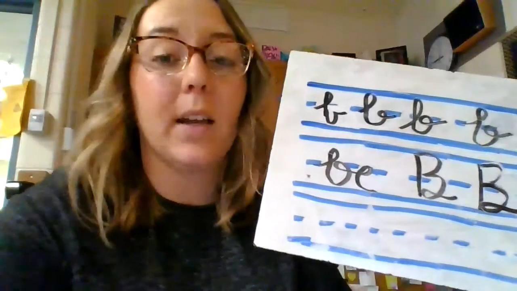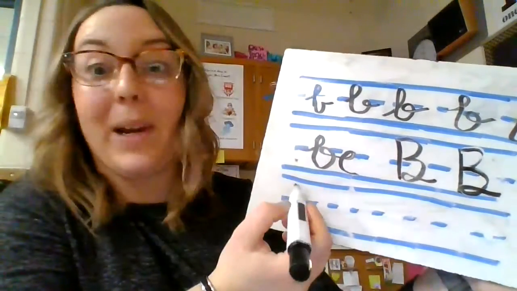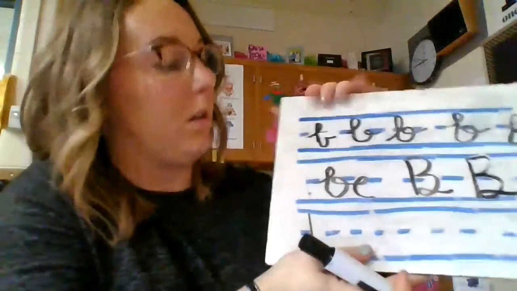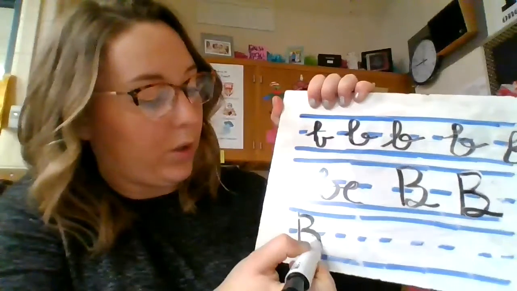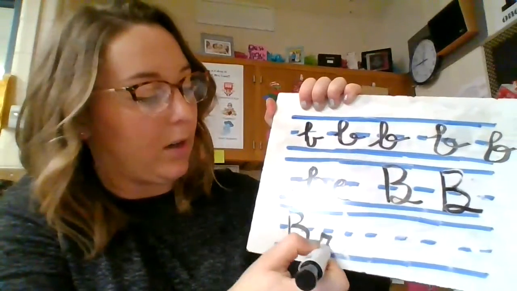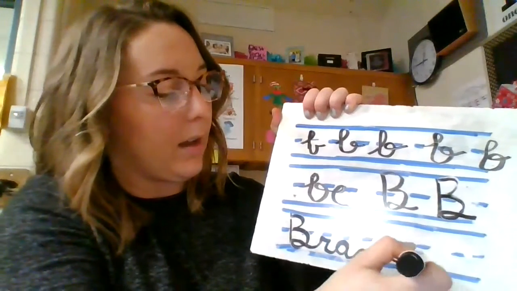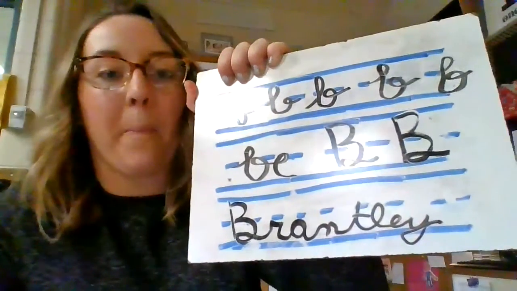So if we're going to connect that capital B to another letter, it looks a little bit like this. I'm going to write Brantley's name: line straight down, 1 bump, 2 bump, and then we loop it through and go straight into the other letters. R-A-N-T-L-E-Y, and I go back and cross my T. There's your cursive B.